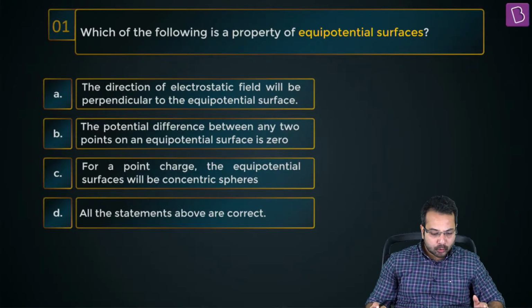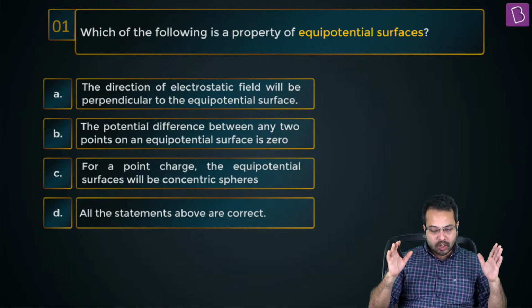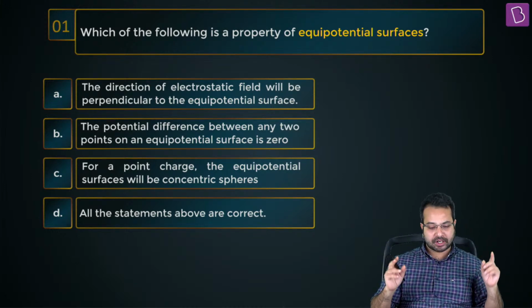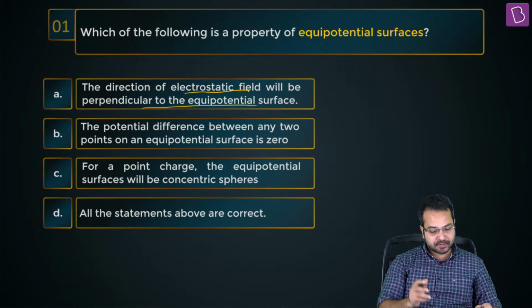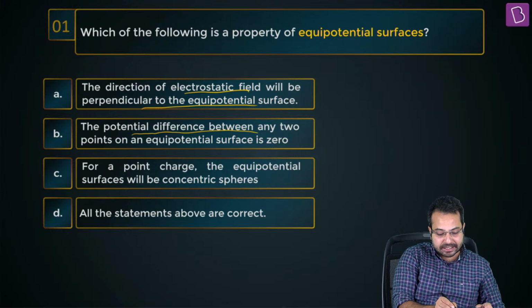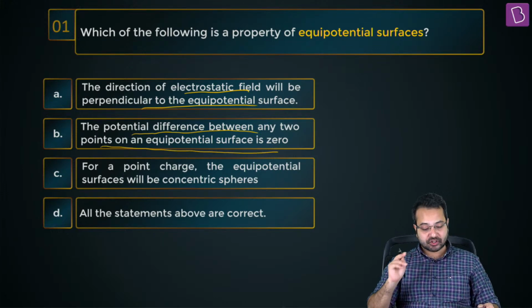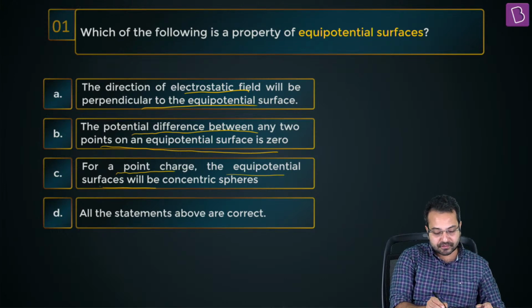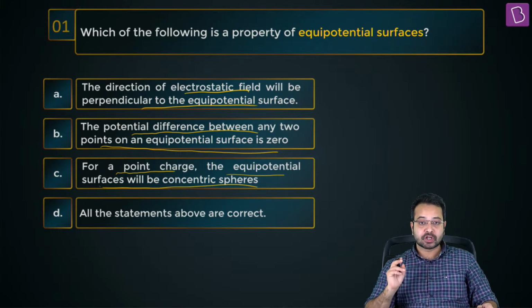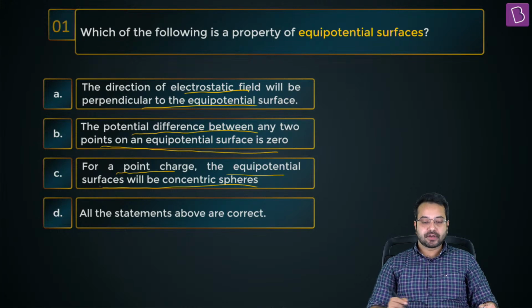We are dealing with section A. What is the first question? Which of the following is a property of equipotential surfaces? Option A, the direction of electrostatic field will be perpendicular to the equipotential surface. Option B, the potential difference between any 2 points on an equipotential surface is 0. Option C, for a point charge, the equipotential surfaces will be concentric spheres. Option D, all of the above statements.